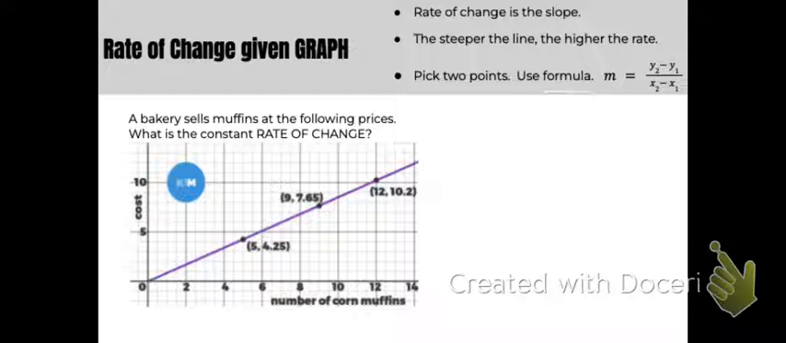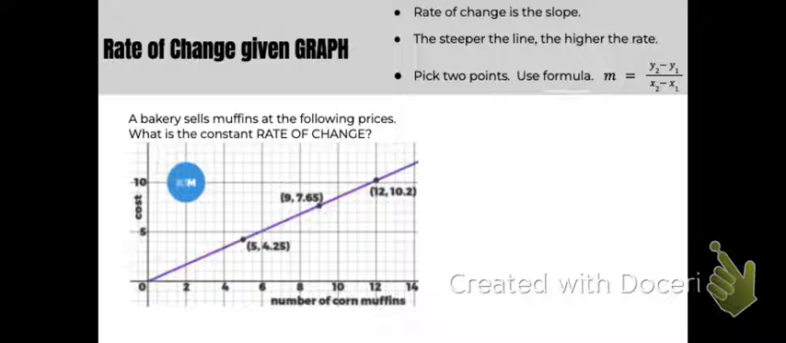Here we're going to calculate rate of change when we're given a graph. So first off, let's review. Rate of change is the same as slope. The steeper the line, the more up and down it is, the higher the rate of change, the higher the slope.